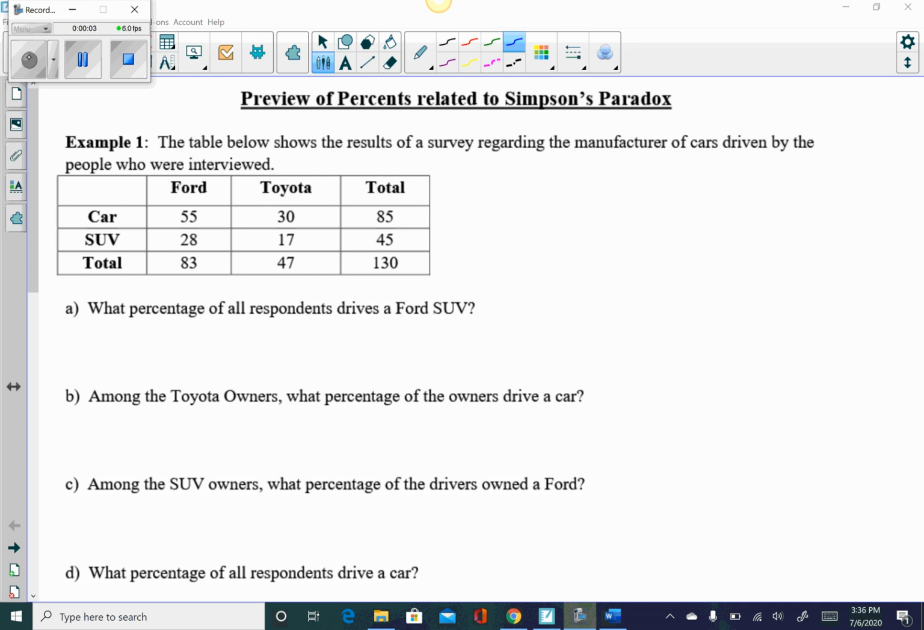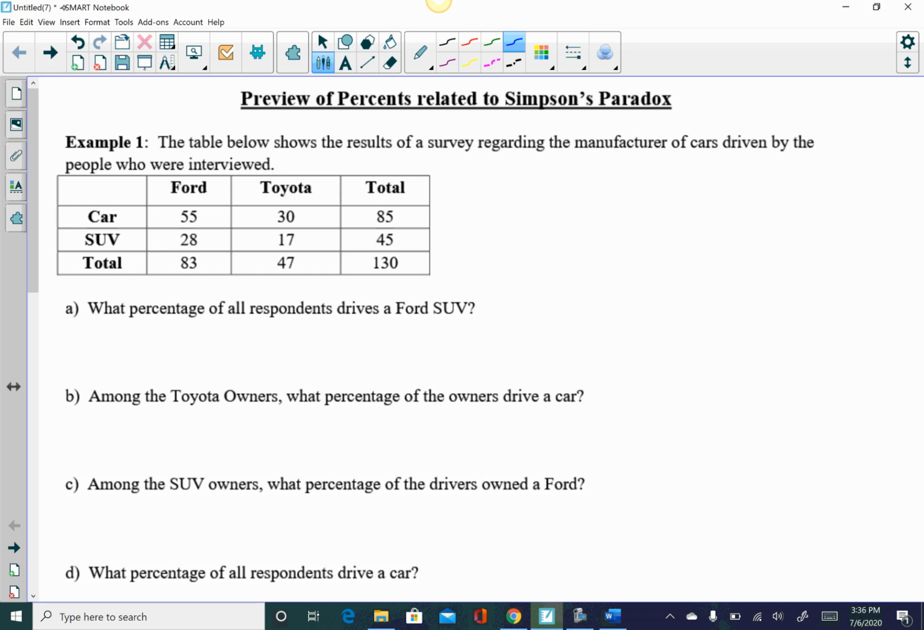Okay, in this section, I'll give you a preview of percents on the first page, just basically pulling out percentages from a table, as you see here in example 1. And then on the second page, I'm giving you a preview of Simpsons Paradox. So I'll talk more about that on the second page.